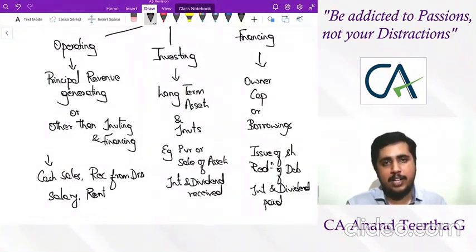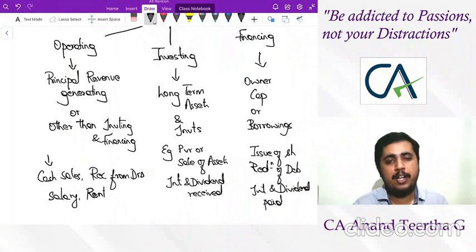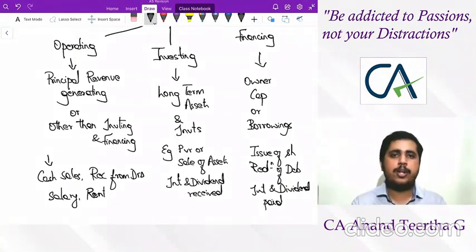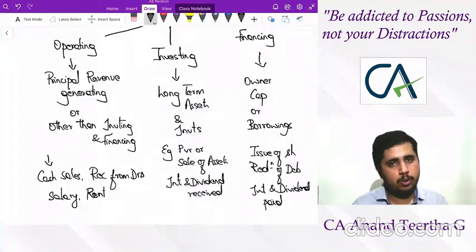So if I make an investment and I receive anything out of it, it is investing activity. If I raise capital or borrowing and I pay anything out of it, it's financing. So that's how you need to consider these activities altogether.